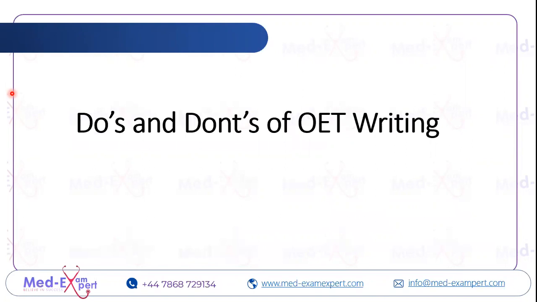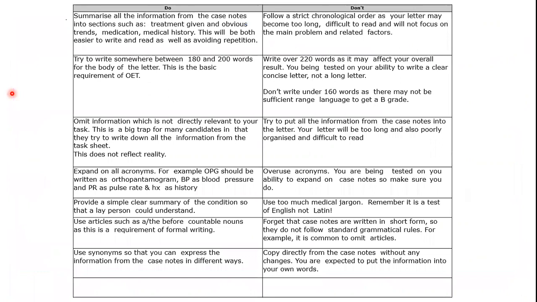Now, finally, some of the do's and don'ts of OET writing. What things you have to take care of. First of all, summarize all the information from the case notes into different sections, such as the treatment given, trends, medications, the way it is easier to write, and avoid repetition. If there is no need to follow a chronological order, it's not important. But it should not be too long and it should not be difficult to read, and the letter should focus on the main problem and the relevant factors.